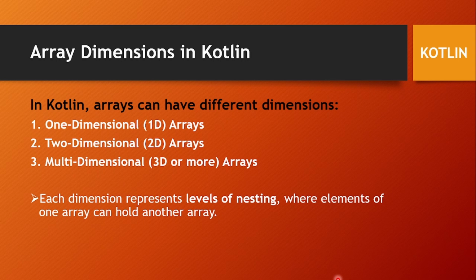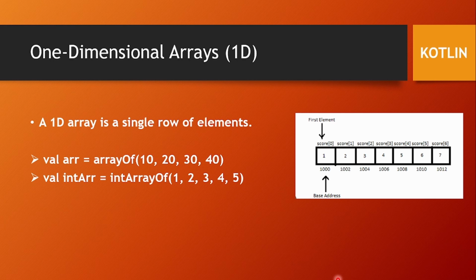So let's see what these different levels of nesting, or nested arrays inside of arrays, are. We can say one array can hold another array inside of it. We can see how we have 1D, 2D and 3D arrays. Here, the first dimensional, or one-dimensional, arrays are 1D arrays, a single row of elements.